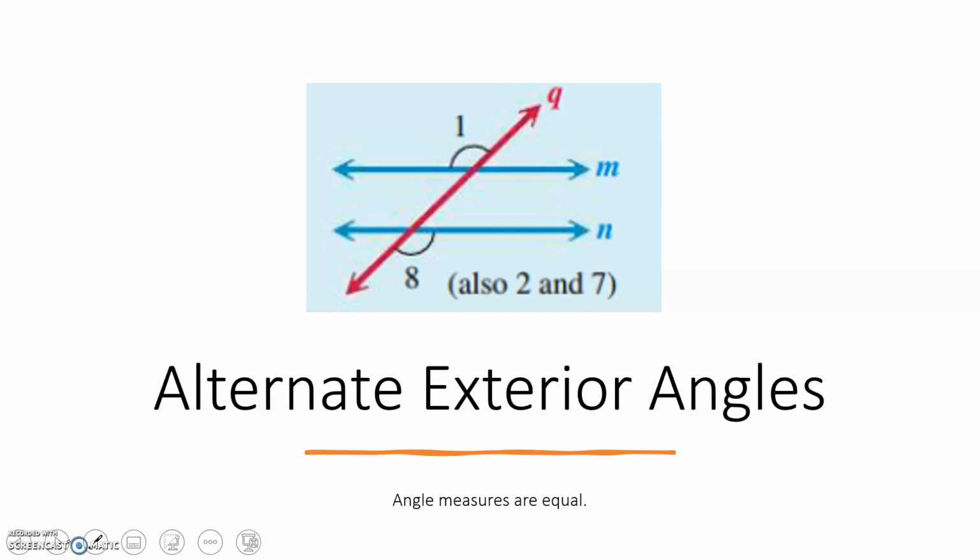Then we have alternate exterior angles. So alternate means opposite. That means they're on the opposite side of the transversal line. But exterior means they're on the outside of the parallel line. So here are my parallel lines. These angles are outside the parallel lines, but they're on the opposite side of the transversal line. Alternate exterior angles are also equal. So 1 and 8, and then 2, which would be right here, and 7, which would be right here, are also alternate exterior angles.